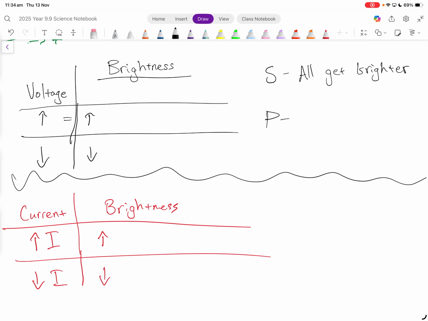If I then jump to parallel, when we look at a parallel circuit, if I increase the voltage going to one branch of that parallel circuit, only one globe gets brighter. What if I decrease the voltage going to one branch? It will decrease the brightness. So when we look at the voltage in parallel, and this comes back to our rule over here as well, VT equals V1 equals V2, I need to make sure that when we're parallel, they will all get brighter.